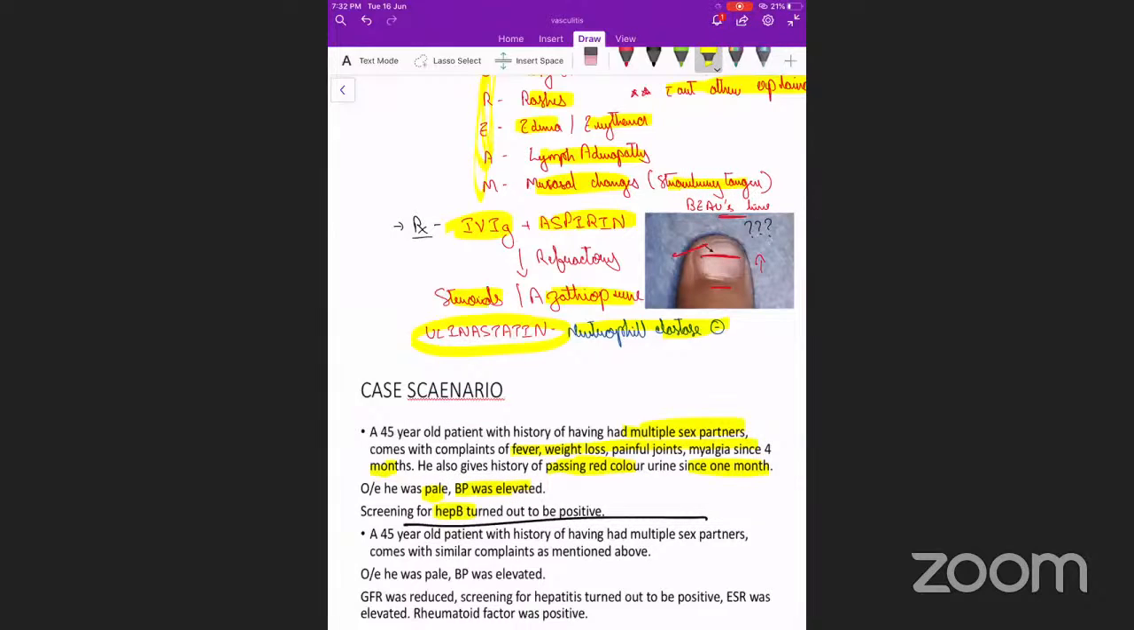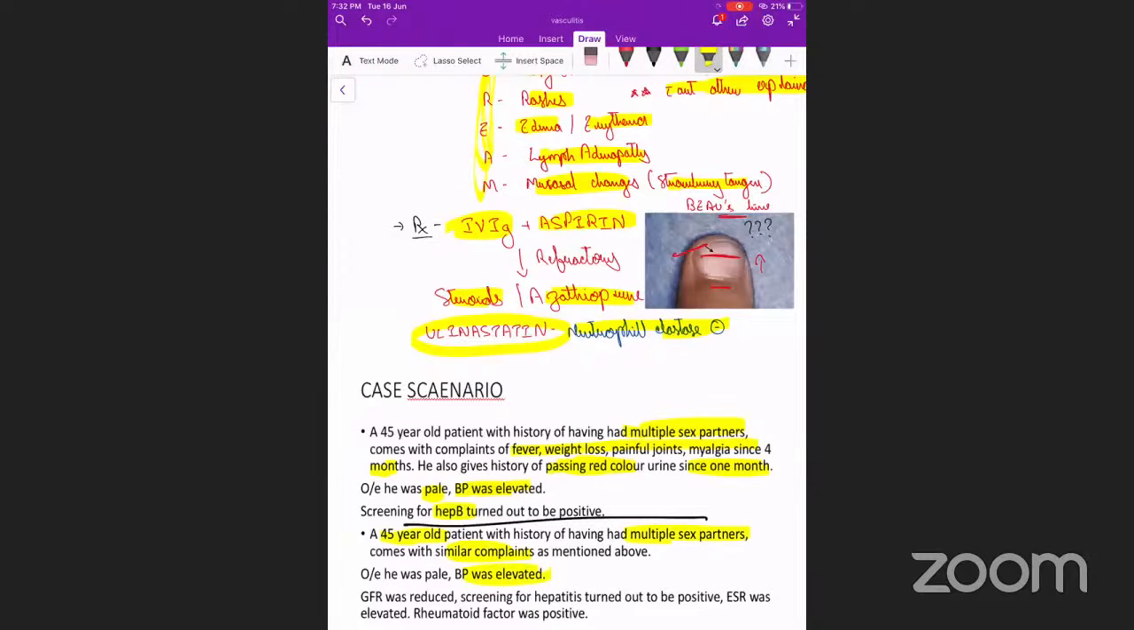Okay, you guys think it is fine. Then what will be the next case? Again, the same 45-year-old patient. He also has same multiple sex partners. Comes with, again, similar complaints. He also has his BP elevated, presenting similarly.